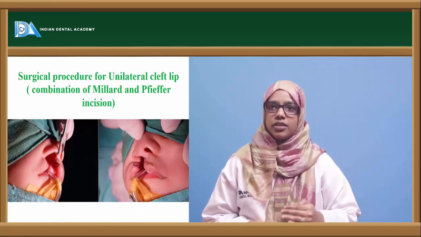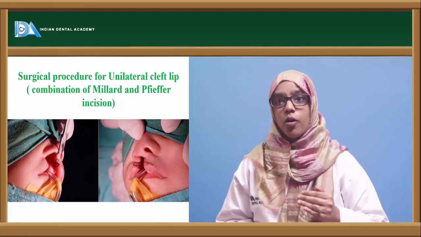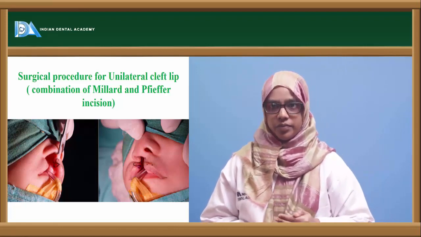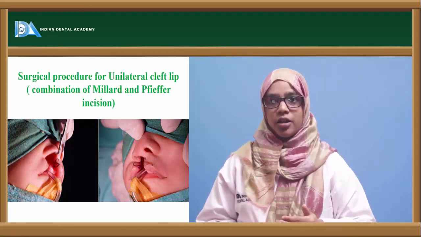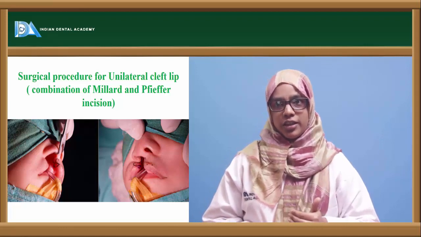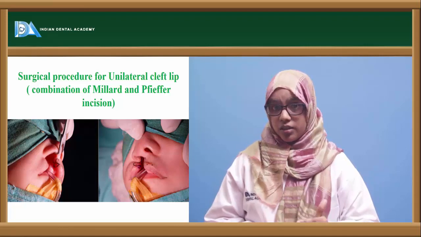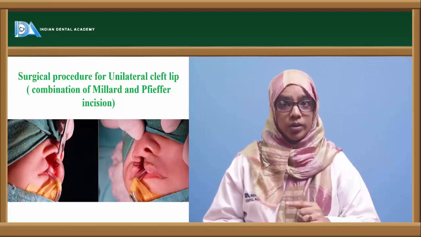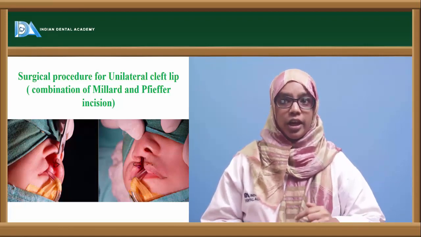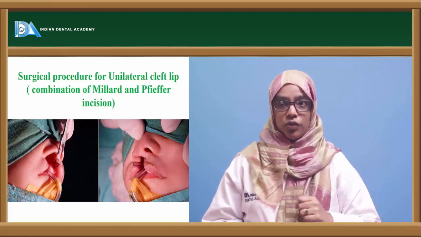Now, this is another surgical technique which is nothing but a combination of Millard and Pfeiffer. Wherein Millard is done on the non-cleft side. As you can see in the diagram, a C-shaped back cut is given, but here the back cut is not at the columella, but it is below the columella. And you give a small incision into the nostril.